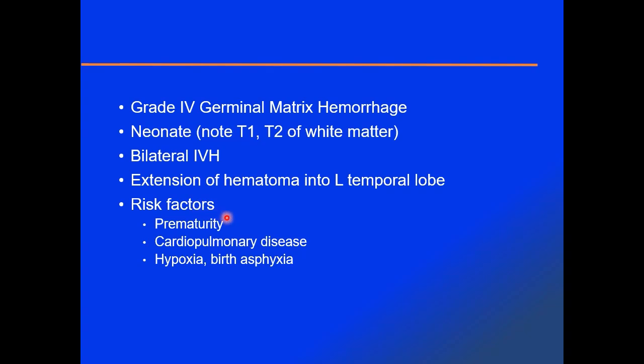The risk factors for germinal matrix hemorrhage include prematurity, cardiopulmonary disease, and hypoxia or birth asphyxia.